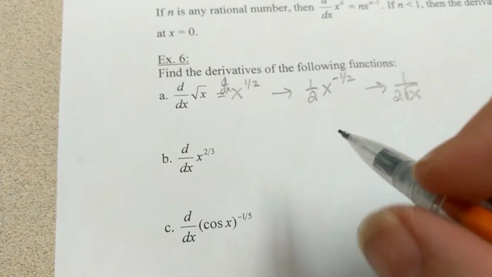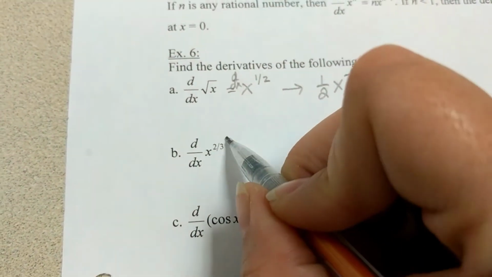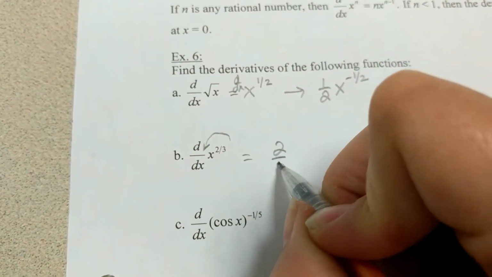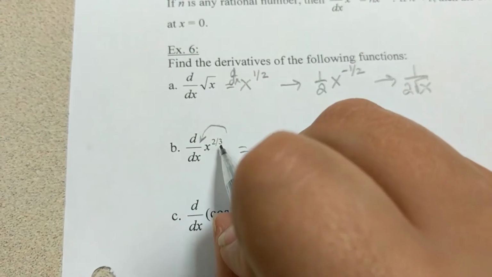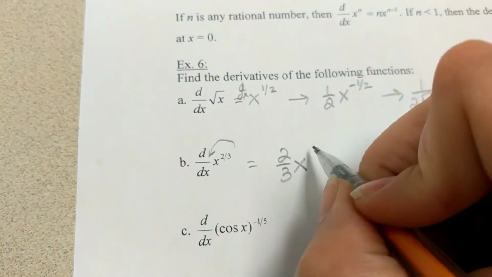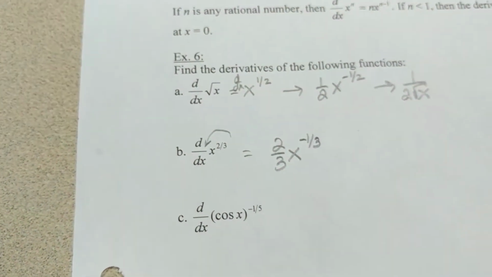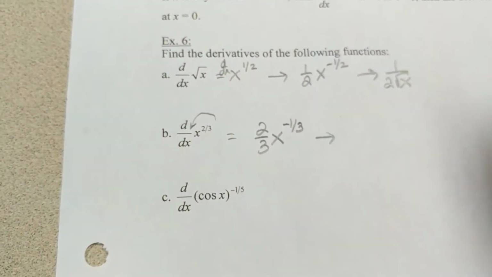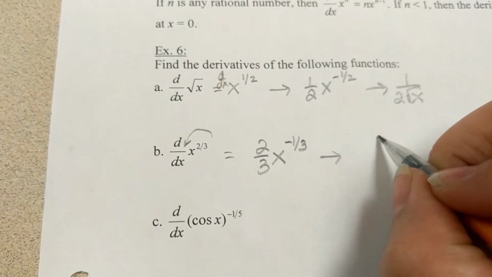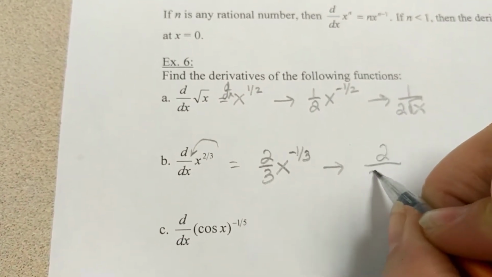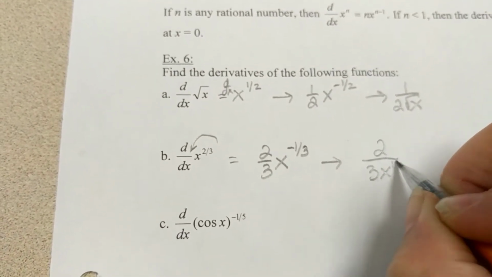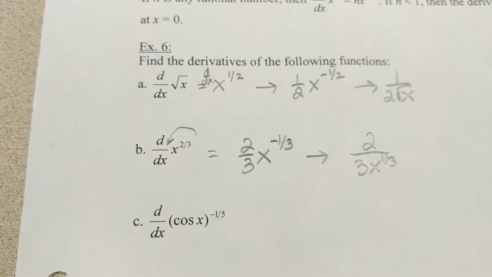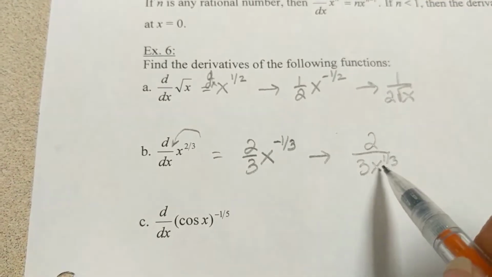So x to the 2/3 power, same thing, bring that power down, 2/3 x, and then we have to do 2/3 minus 1. So we get negative 1/3. You can rewrite this. They don't like it when you leave a negative exponent. So it would be 2/3 x to the 1/3 power. The 2 is up on top, the 3 is on the bottom, and the x to the 1/3 goes to the bottom as well.